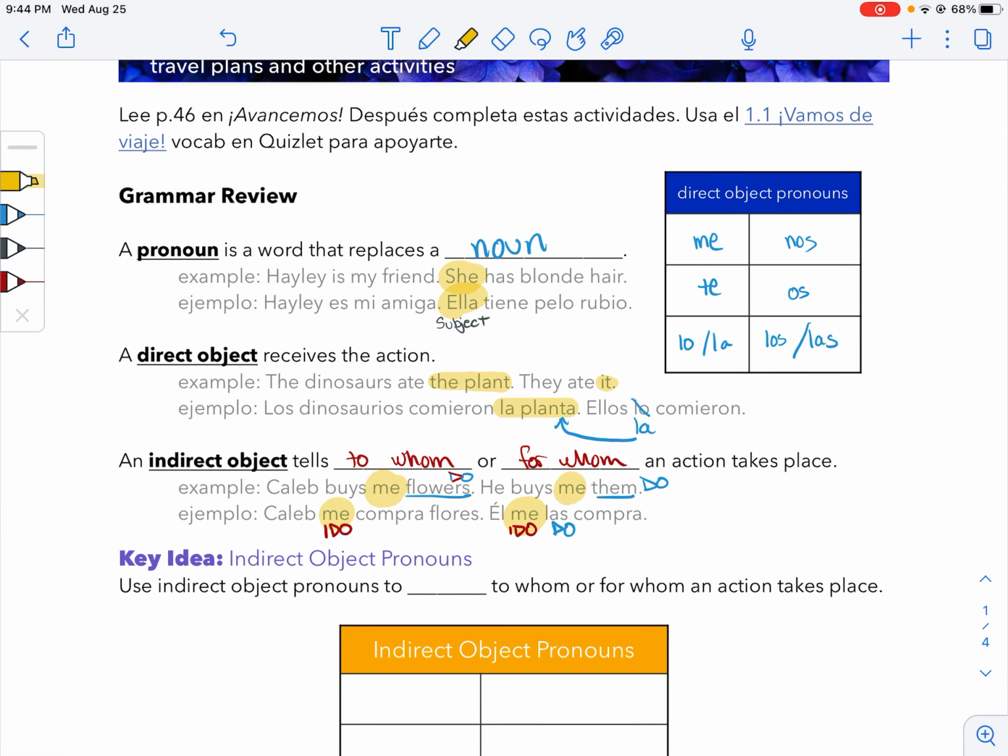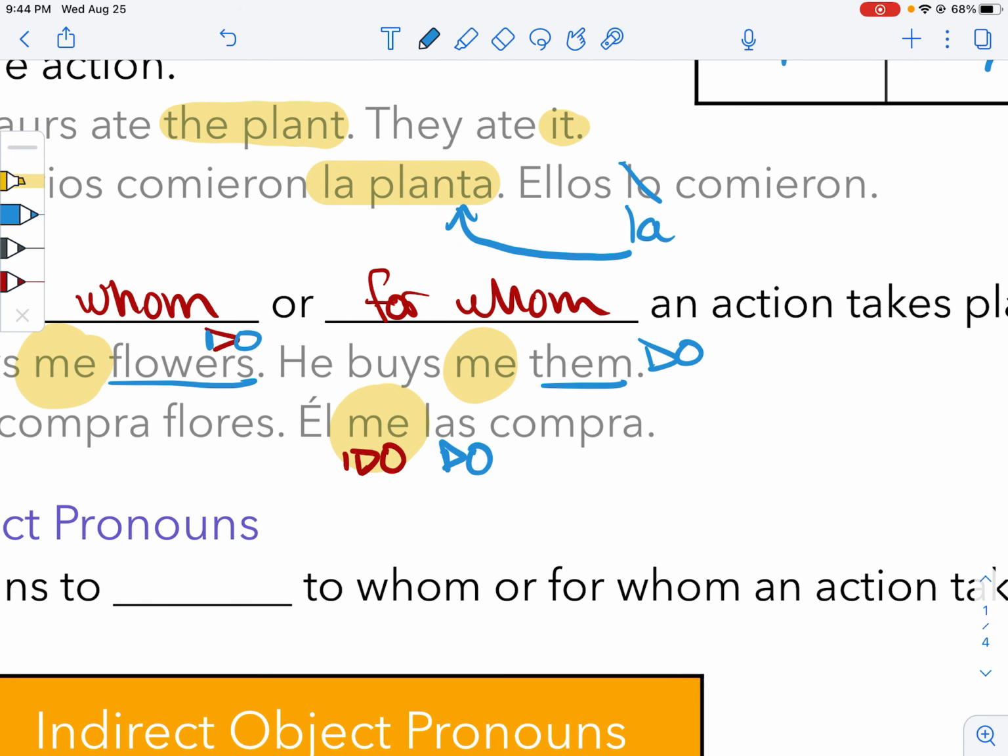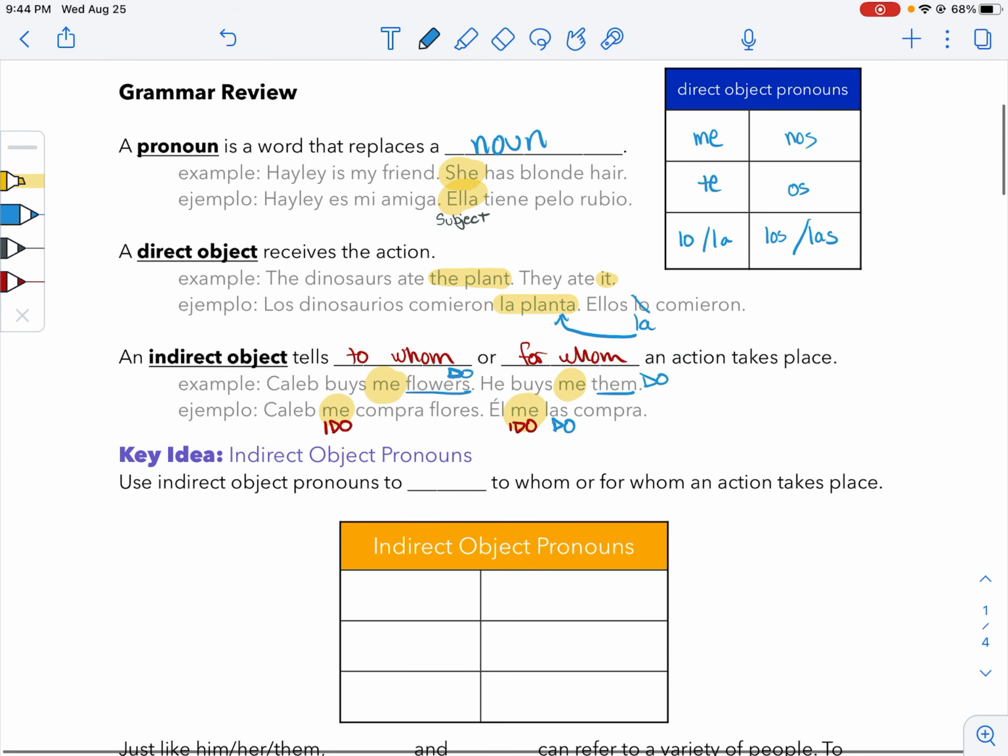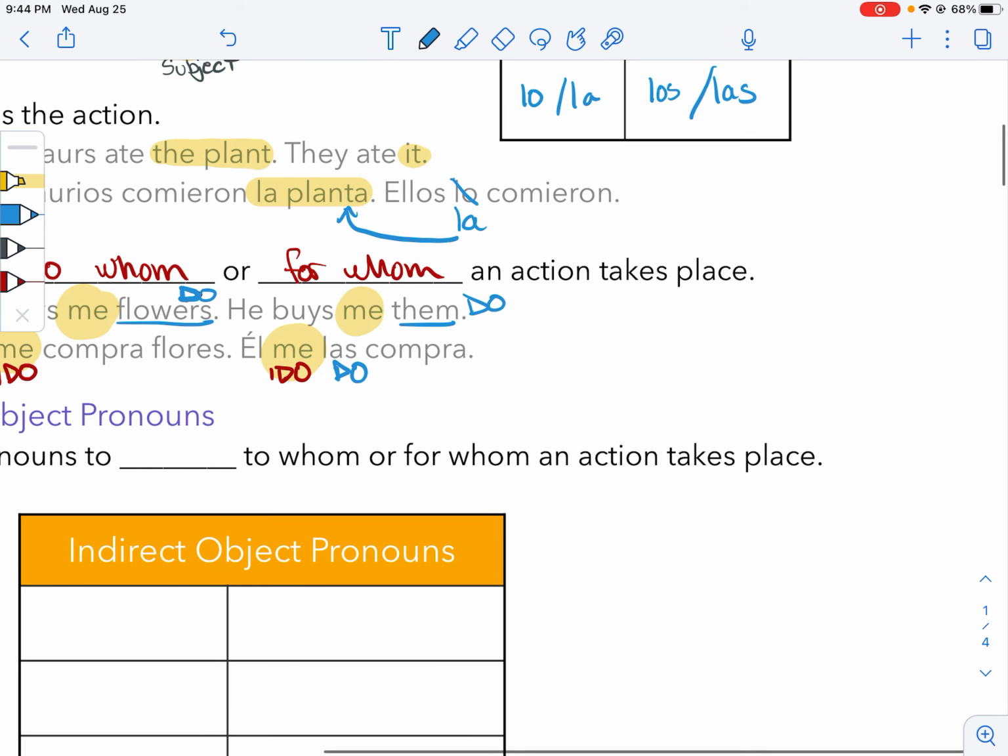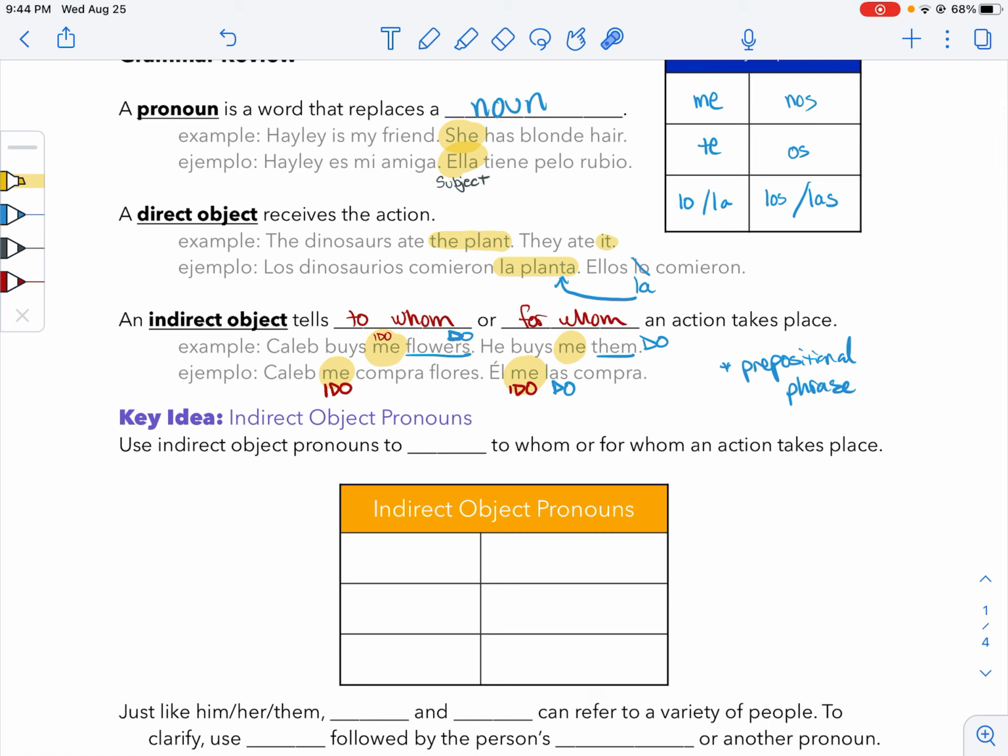Another hint, in order to determine the difference between a direct object and an indirect object, is that your indirect object can always go in a prepositional phrase. For example, if I can't tell the difference between me and flowers, I can say Caleb buys flowers for me, or he gives them to me. Those are prepositional phrases. That's how I know who my indirect object is.